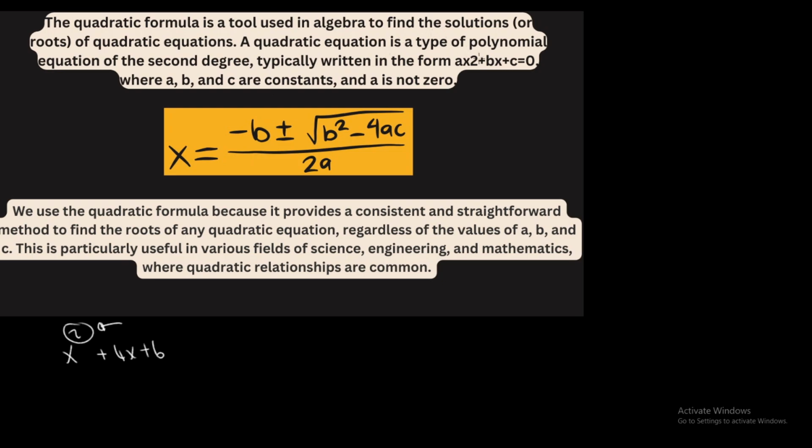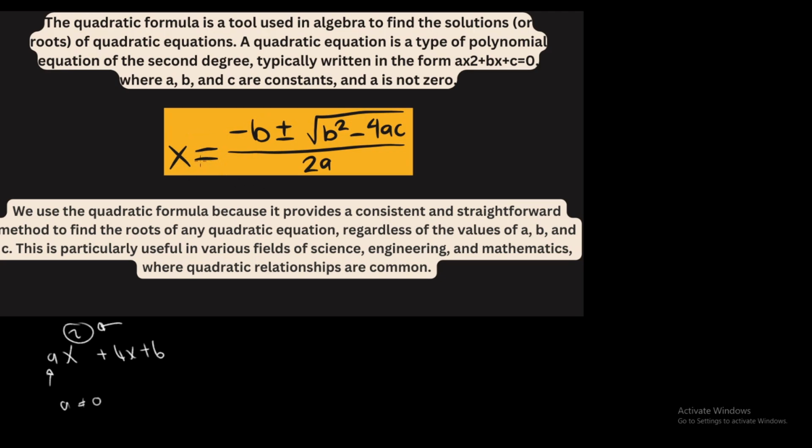So a quadratic equation is a type of polynomial equation with the second degree. This is what I mean with the second degree. Typically written in the form ax squared plus bx plus c, where a, b, and c are constants and a is not 0. Meaning if a, this value in front of x, had to be 0, this would definitely not be a quadratic polynomial, right? Therefore, we can conclude that a cannot be 0 in this case.